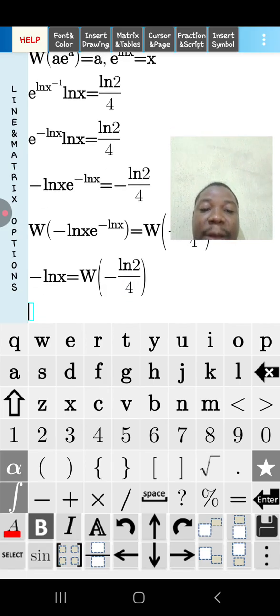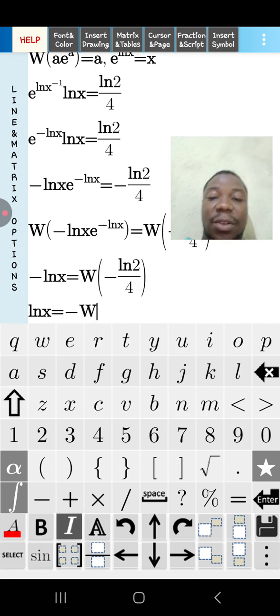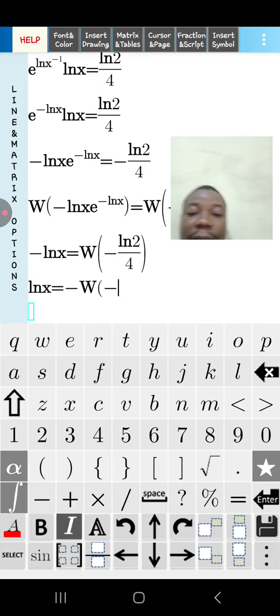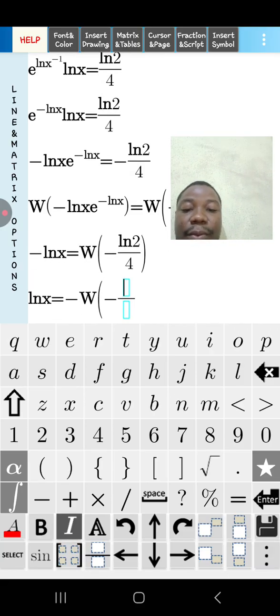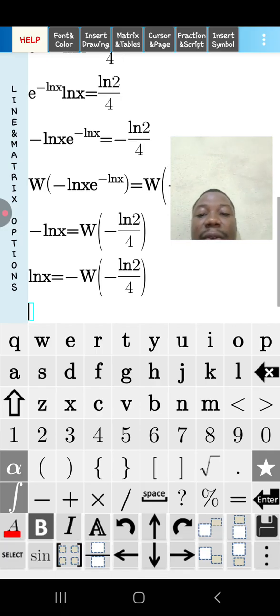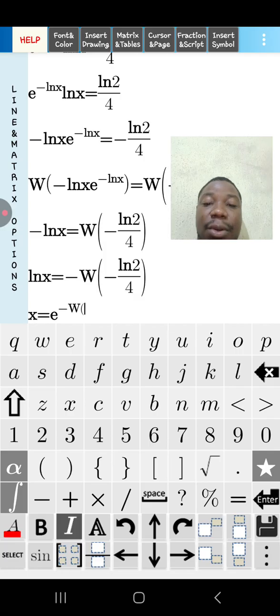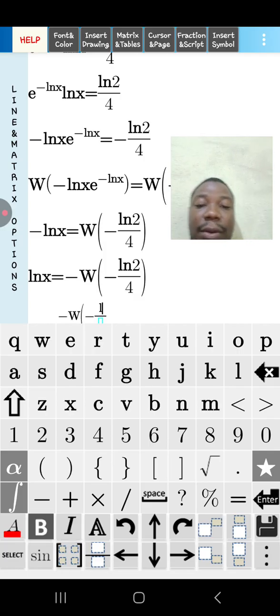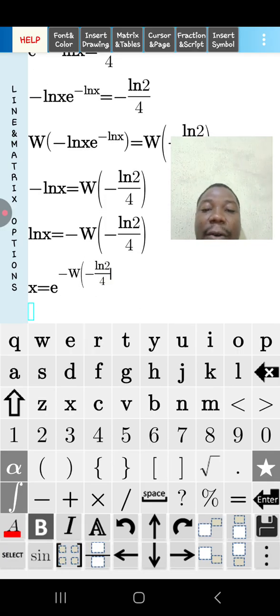So from here, we need to make x the subject of the formula. ln x equals minus the product log function of minus ln 2 all over 4. Like I told you, ln x still means log x base e. So transforming the logarithmic function into indices, you just have x equals exponential of minus the product log function of minus ln 2 all over 4. This becomes the solution to the problem.